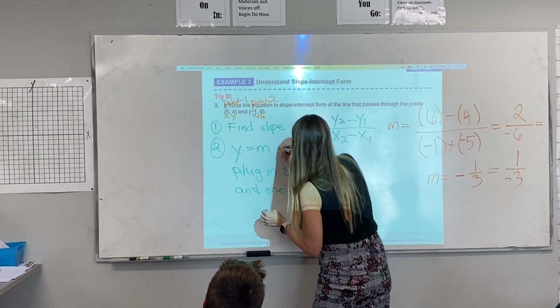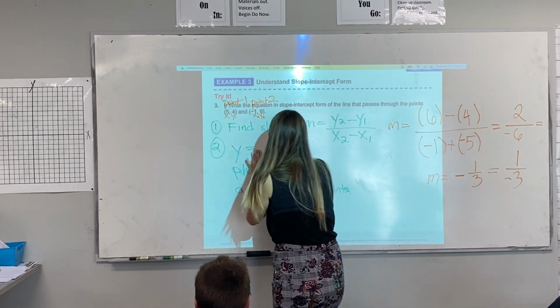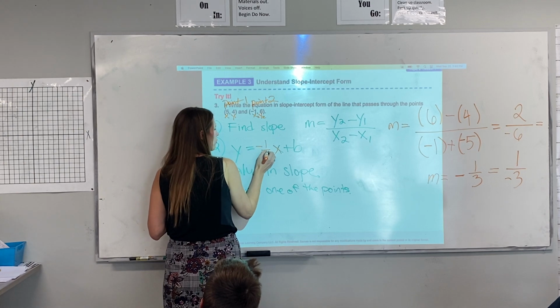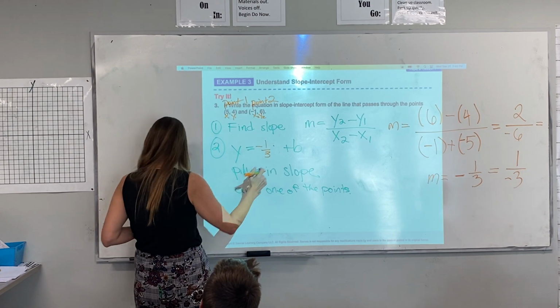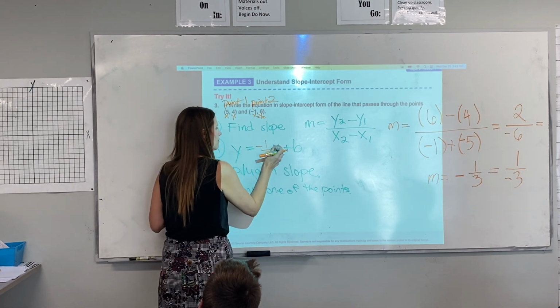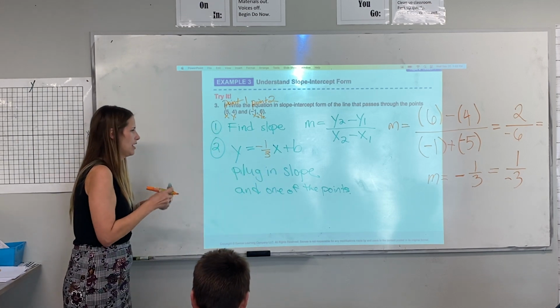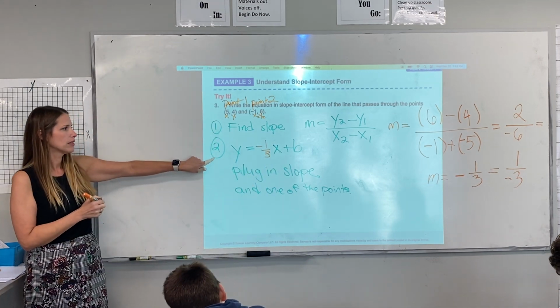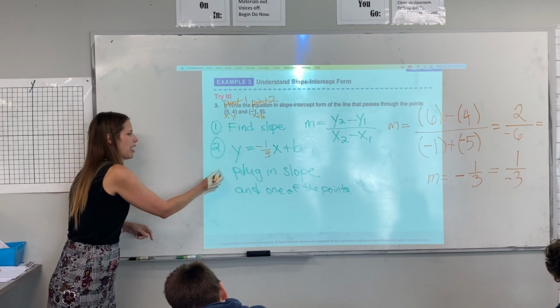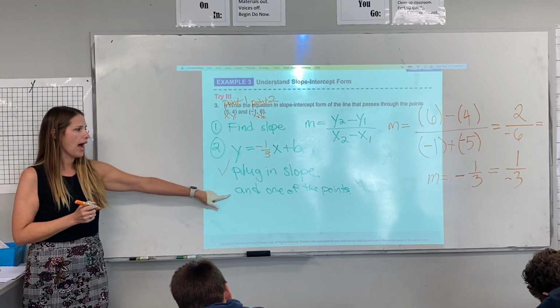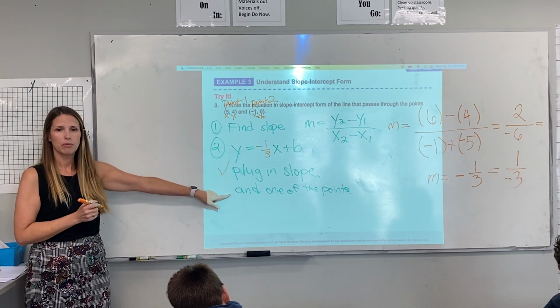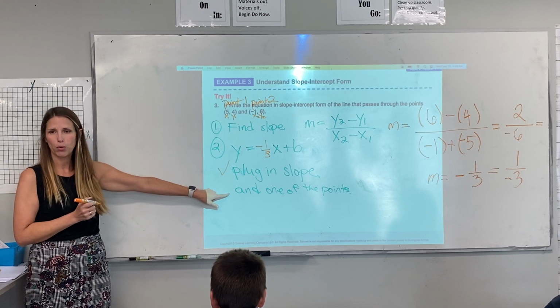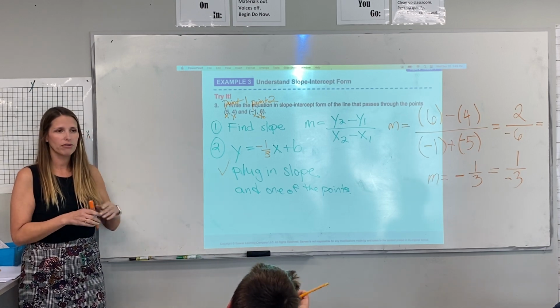Take your beautiful slope, plug it in here. Wait, not on X, that's not good. Here, -1 over 3. What's step 2? We plugged in the slope, check, and add in a point: plug in one of the points. Then you can solve for B.